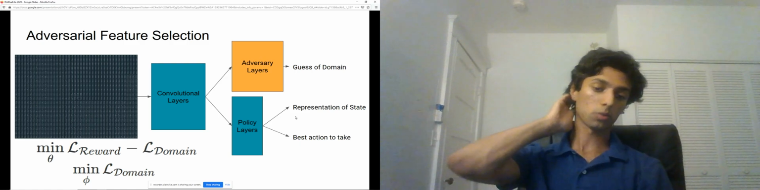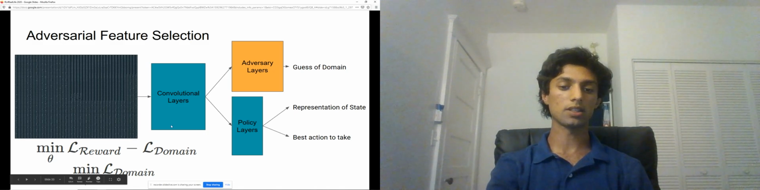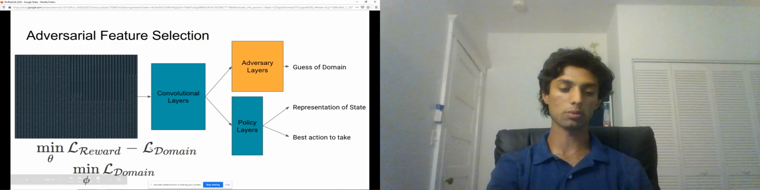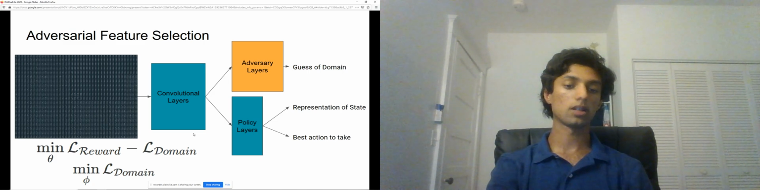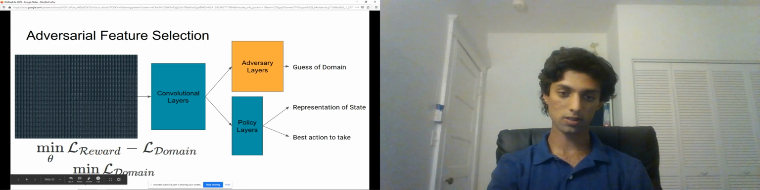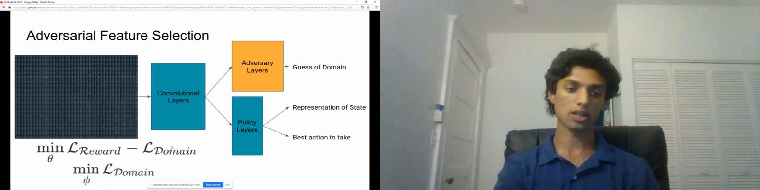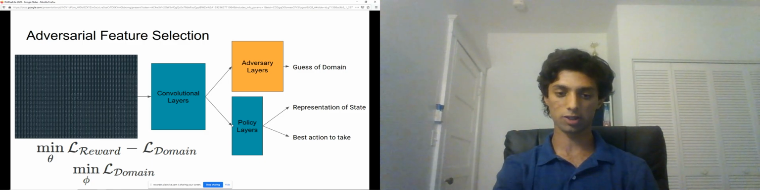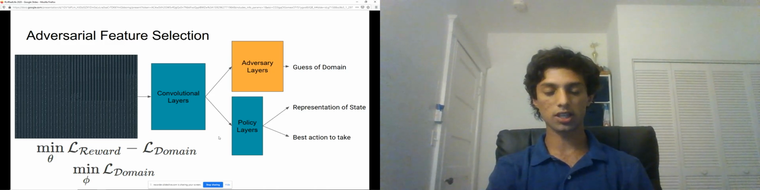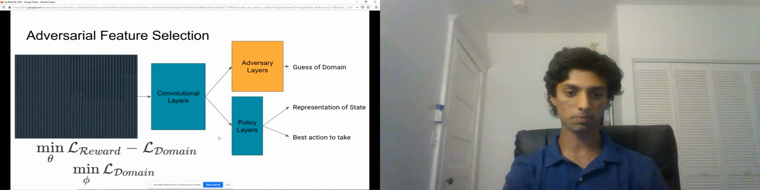Once again, we can modify the reward function by adding a new term where we're trying to minimize the distance between domains. This is the L domain here. We're trying to minimize the ability to differentiate between domains with the adversary, and we're trying to maximize the similarity between domains with the normal reinforcement learning agent. Once again, for additional details and loss functions, I can provide that in the question and answer session, or please refer to my paper.